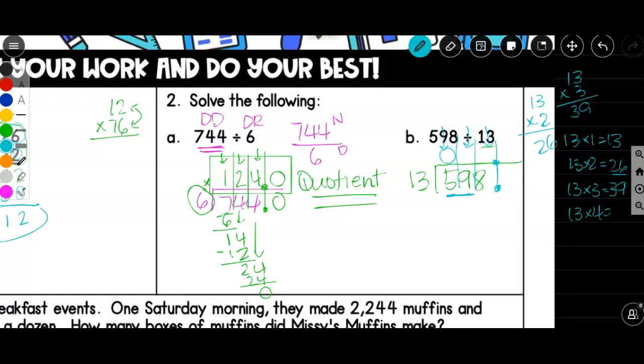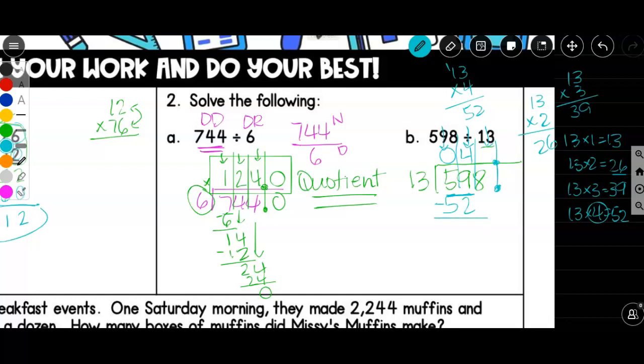Don't know? Then let's write it out. 13 times 4. Okay, so that's 12. Bring up your 1, and that's 5. Ooh, 52. That is honestly as close as we can get. Okay, there's no way we could fit another group of 13 between 52 and 59. So this is the partial quotient we're going to place up top. Don't forget that.